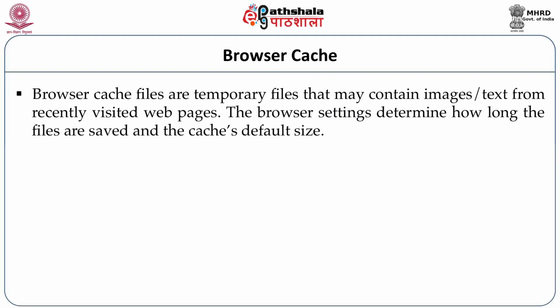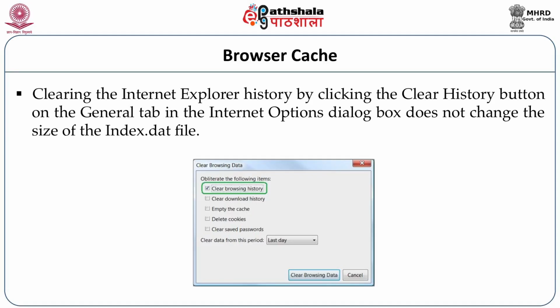Even browser settings can be used to determine how long the files are saved and the cache's default size. The history log saves a file of sites visited with the associated dates and times. If you are using the Windows platform, Internet Explorer stores the cache information in a file called index.dat.